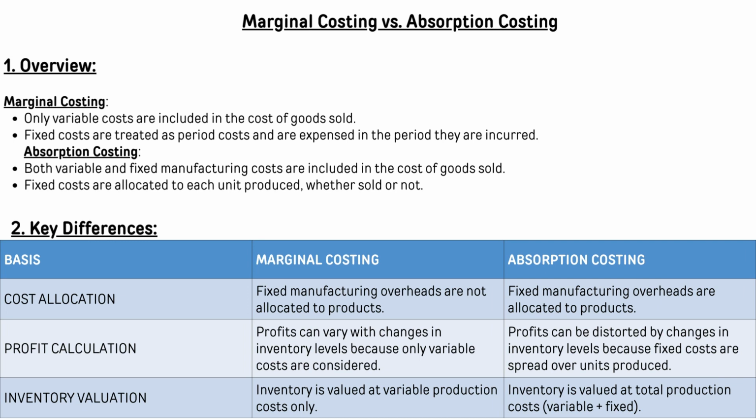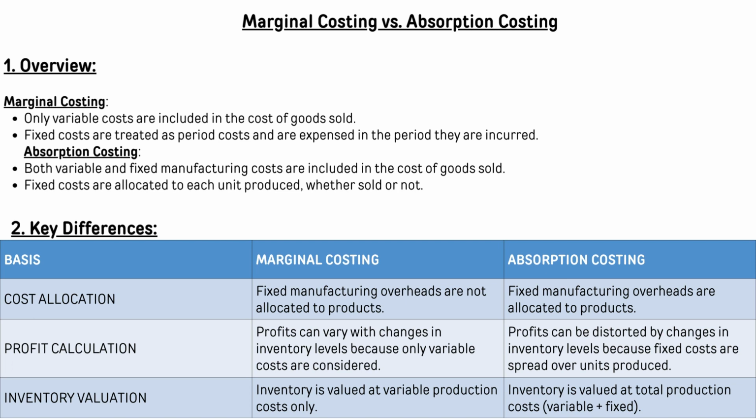Second, key difference. Basis. Cost allocation. Marginal costing: fixed manufacturing overheads are not allocated to products. Absorption costing: fixed manufacturing overheads are allocated to products. Basis. Profit calculation. Marginal costing: profits can vary with changes in inventory level because only variable costs are considered. Absorption costing: profits can be distorted by changes in inventory level because fixed costs are spread over units produced.